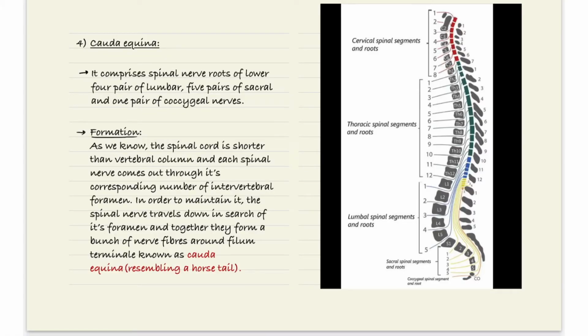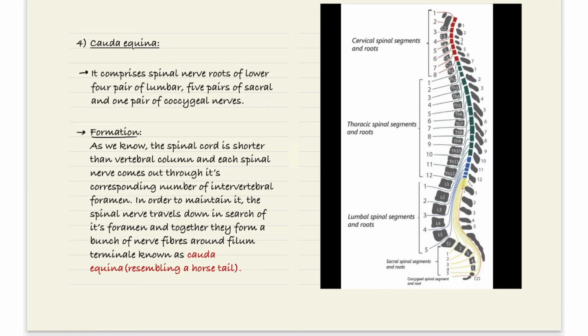Now what is it? It comprises the spinal nerve roots of the lower 4 pairs of lumbar, 5 pairs of sacral and 1 pair of coccygeal nerves. So they form a cauda equina. Now how is it formed? Let us understand that. As we know, the spinal cord is shorter than the vertebral canal and each spinal nerve comes out through its corresponding intervertebral foramen.